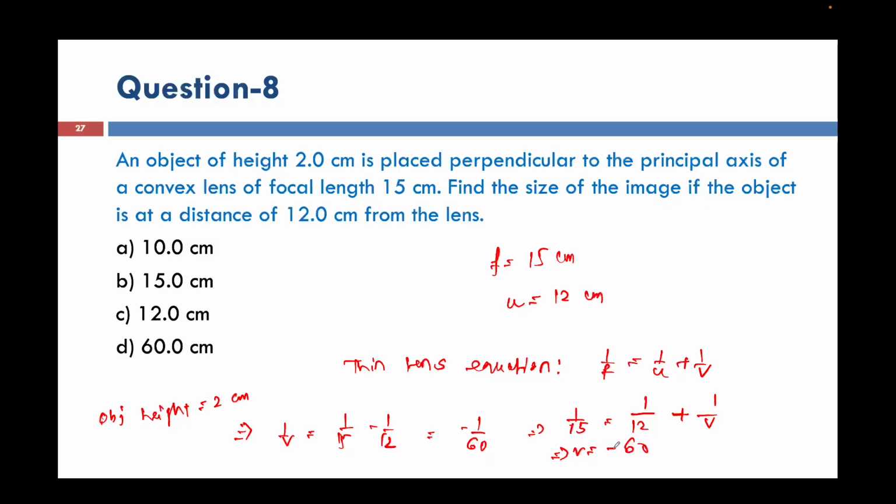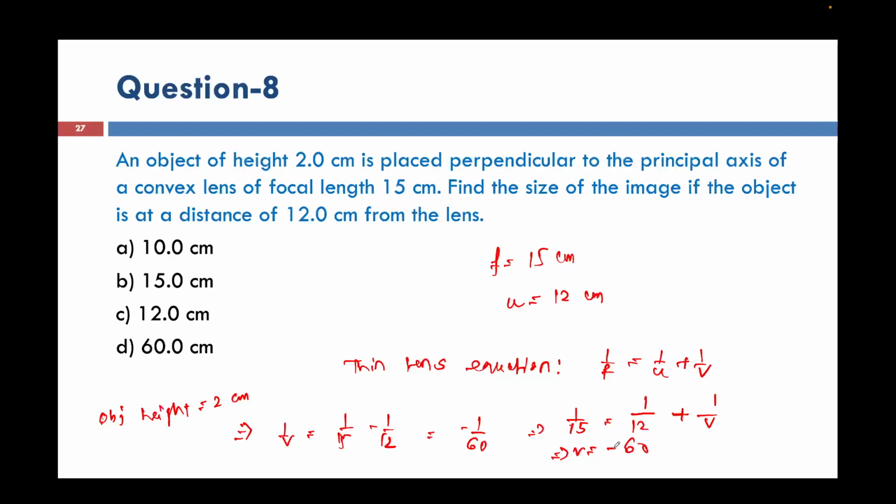Okay, so v is minus 60, what does that mean? That the object and image are formed on the opposite side of the lens. So that means v is equal to 60. So the distance of the image from my lens is equal to 60 centimeter.